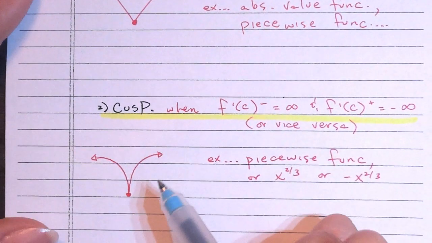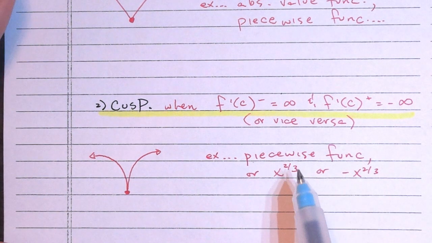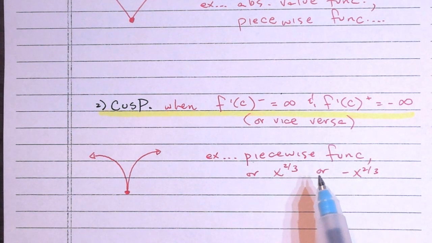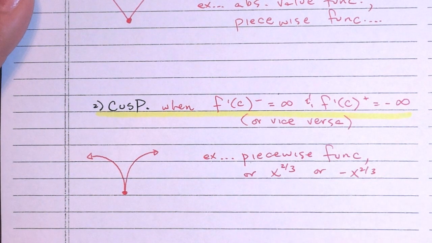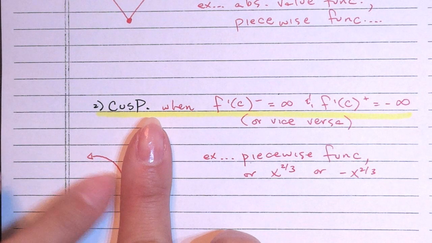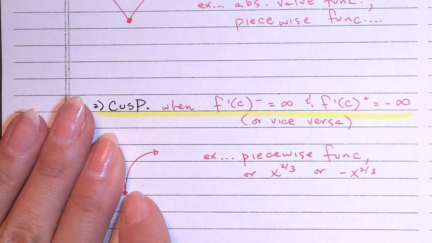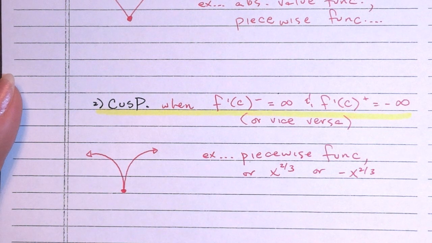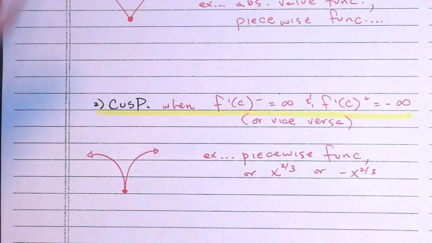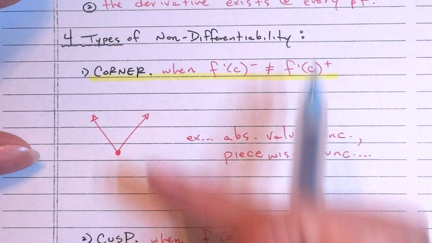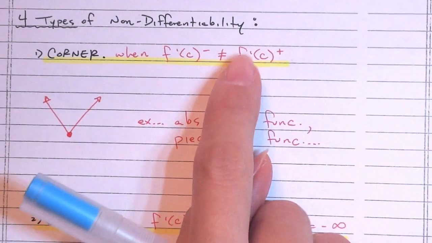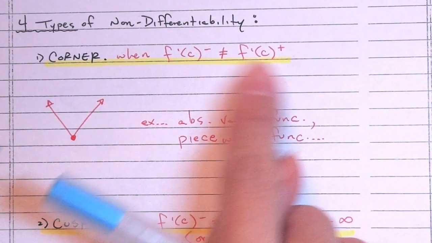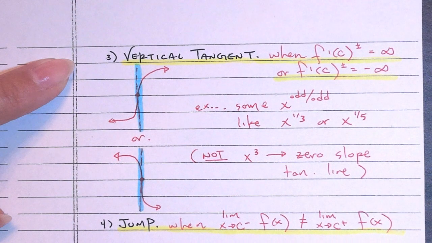Functions that'll give you this would be, if you were to graph x to the 2/3 on your calculator, you'd see something like that. Also piecewise functions. If you have a parabola on this side and then you have a parabola on this side, then you might see some sort of a cusp situation. Okay, so a corner, a cusp, you have to understand what makes a cusp and what makes a corner, right? We're looking at those slopes. Okay. The next one is called a vertical tangent.